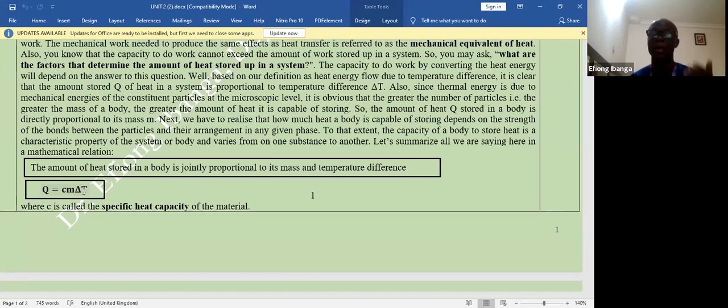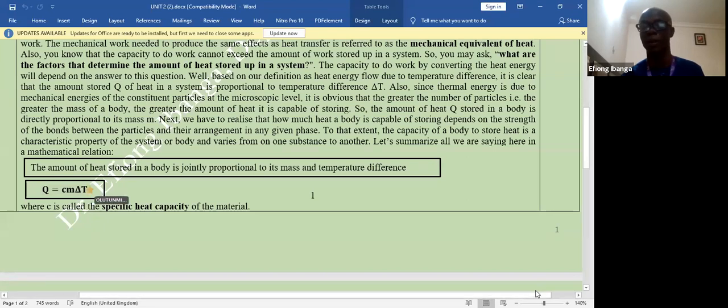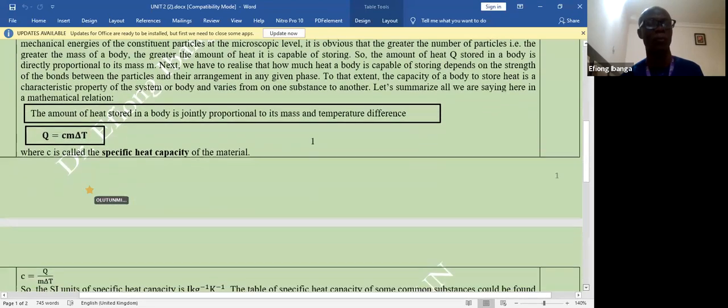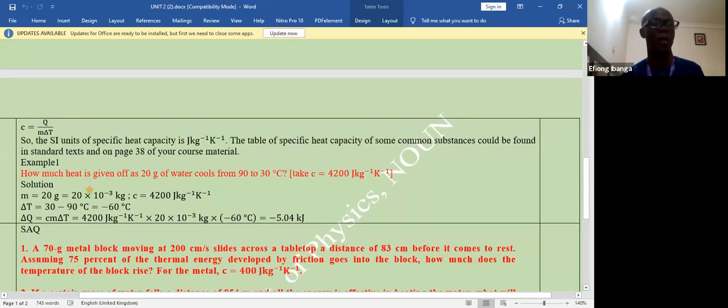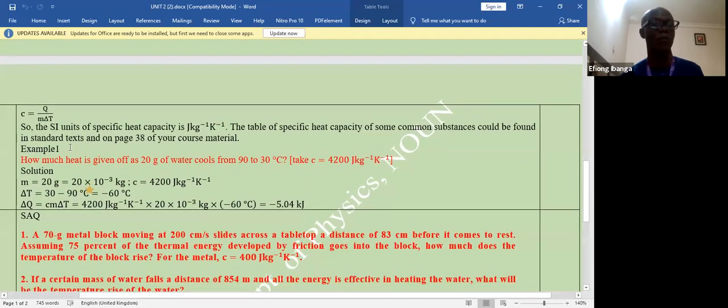I think I gave an example of hot water stored in a cup and water at the same temperature stored in a bucket. You were able to see that the water in the cup got colder faster than the one in the bucket, because the quantity of water in the bucket was more massive than the quantity of water in the cup. These are the things that we did last time. All right, so this is the definition of your specific capacity. And then we solved this example.